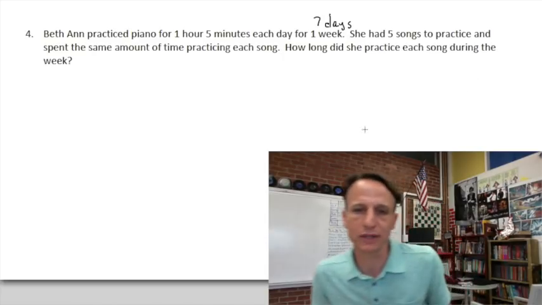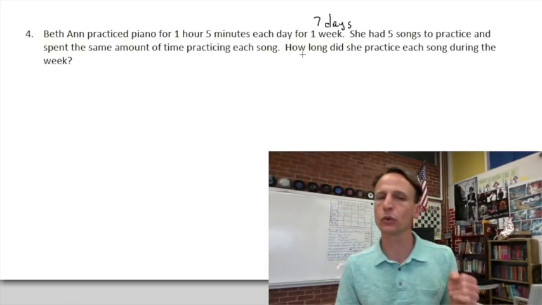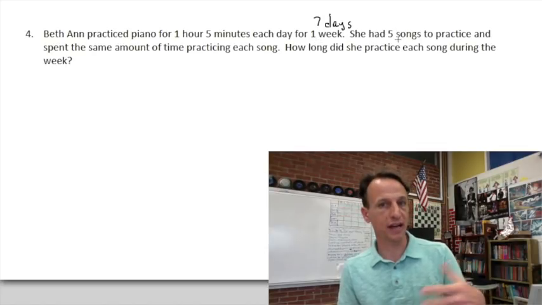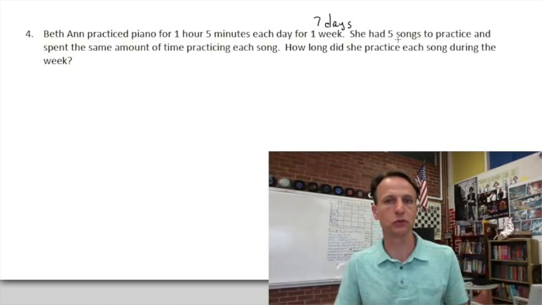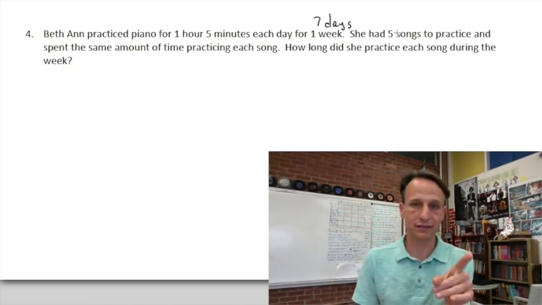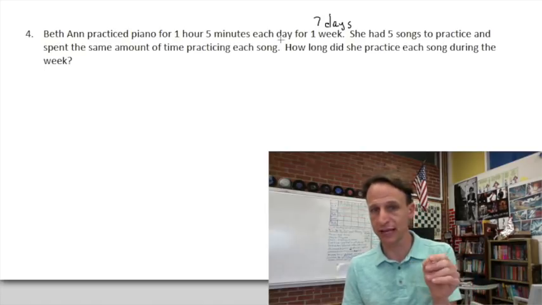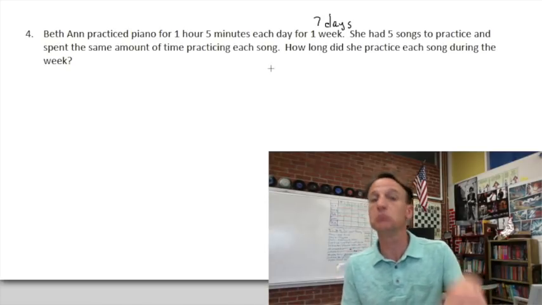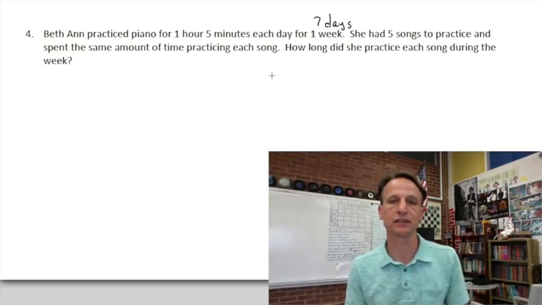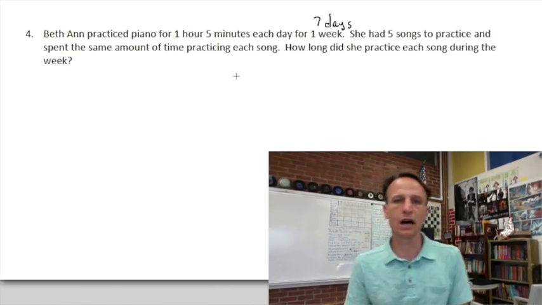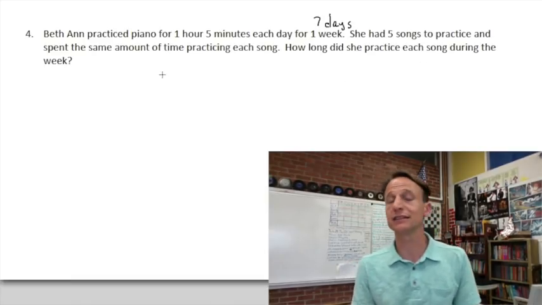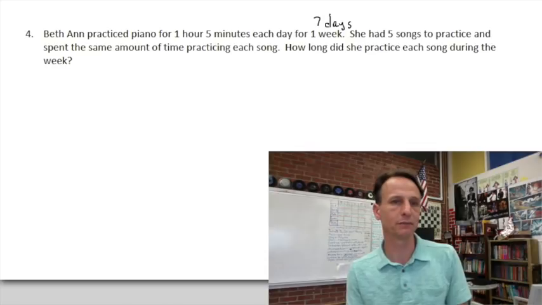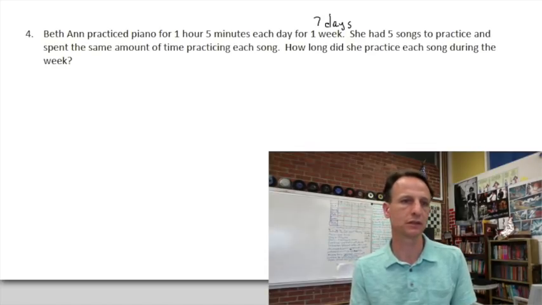Now there are a couple ways we could do this. We could take the total practice time for the whole week and then divide that amongst the 5 songs, and that would do it for us. Or we could instead first take her daily practice time, divide that amongst the 5 songs because she spent the same time. It's even sharing, fair sharing, it's division. And then multiply that by 7 to find how long she practiced each song during the week. Let's see, what would I like to do? I think I'd like to divide first. Okay, I think that will work out a little bit better for us. Let me think. Yeah, it will.